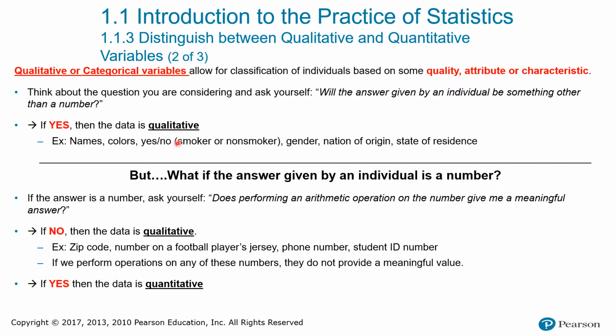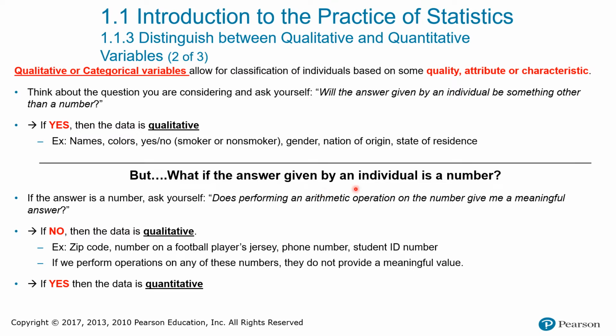Don't let this confuse you. So for example, if we were doing a statistical study about the effects of smoking, are you a smoker or a non-smoker, right? Are you a smoker? Yes or no. Gender, nation of origin, state of residence, just a few examples.